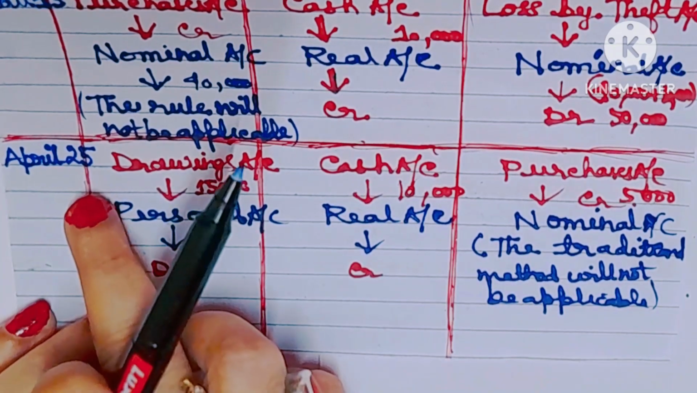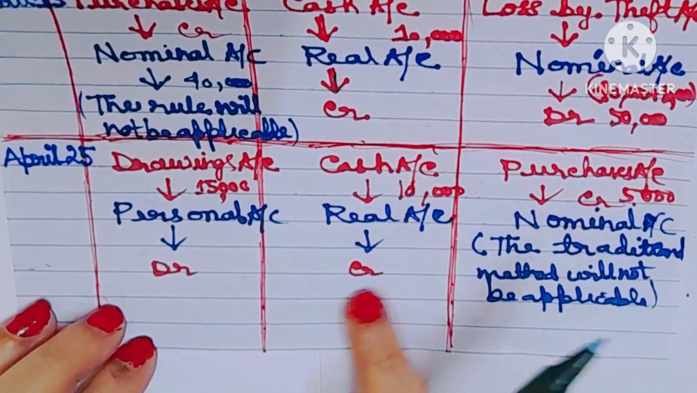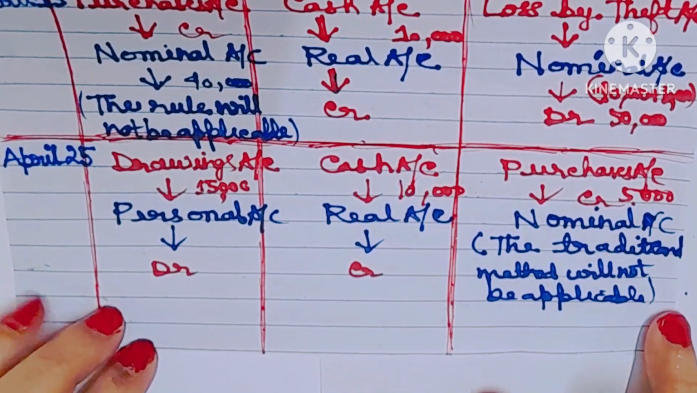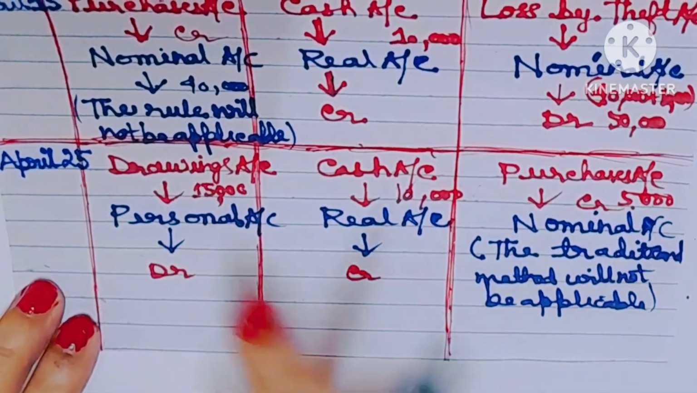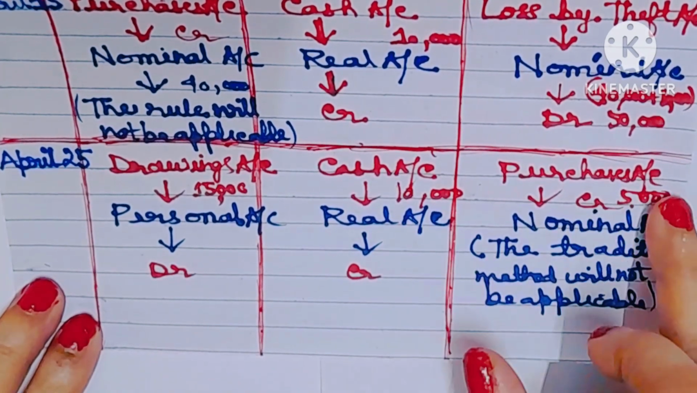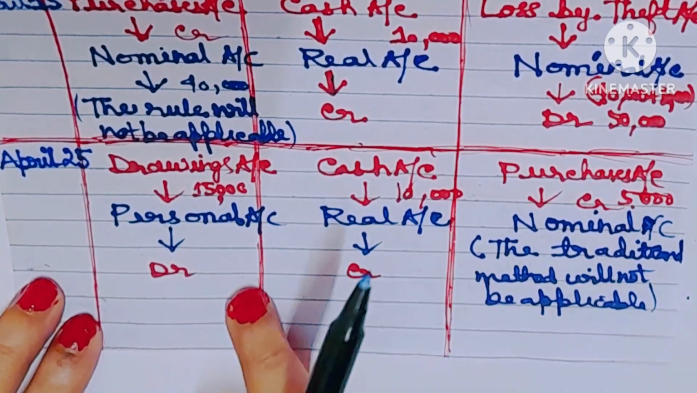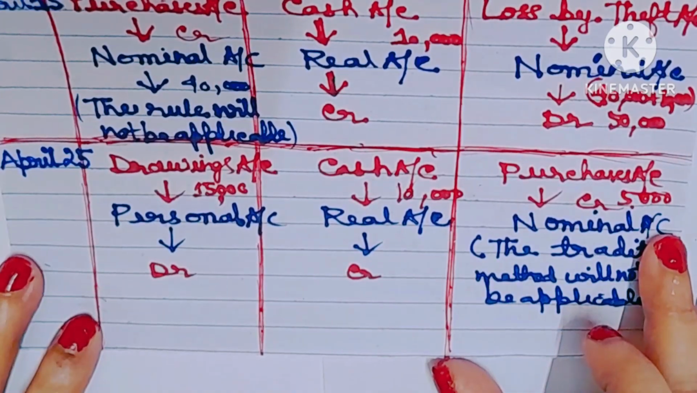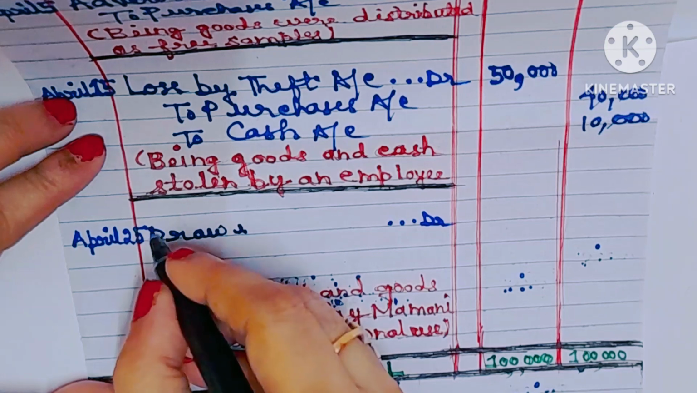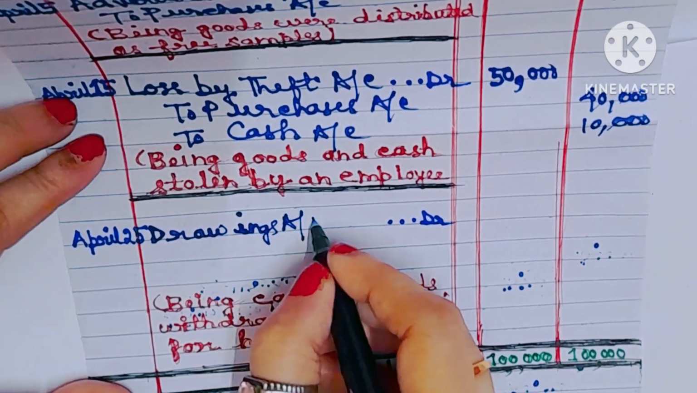On 25th April, drawings account debit 15,000, cash account credit 10,000, purchases account credit 5,000. Understood? So, drawings account debit 15,000, to cash account 10,000, to purchases account 5,000. So, this is a compound journal entry. Here, 1 debit and 2 credits. So, let's write. We'll write drawings account debit 15,000.